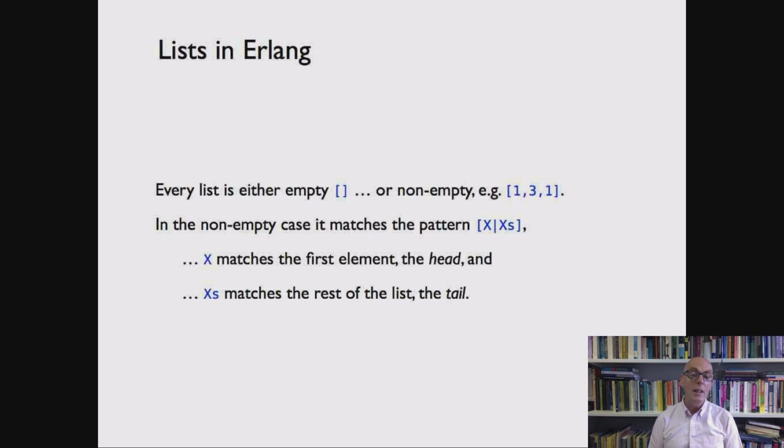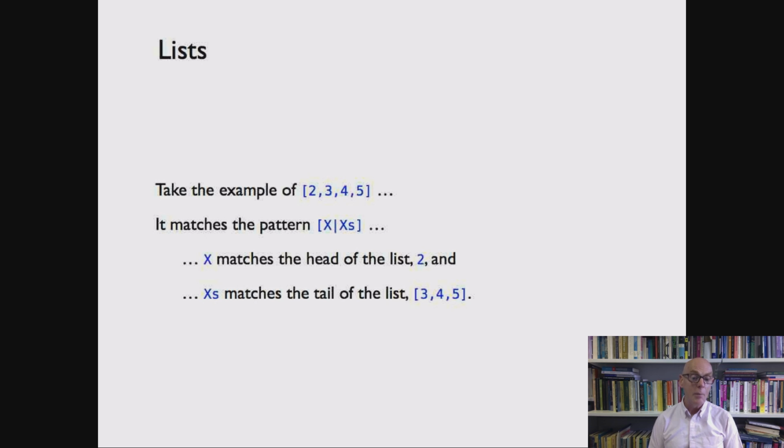Every list will either match the empty pattern or it will match this pattern x cons x's, where x matches the first element, and we call that the head, and x's, and you can see I'm pronouncing it as x's to suggest that there's more than one, matches the rest of the list, which is a list itself, the tail. So the first element is an element. If we've got a list of numbers, it's a number, whereas the tail is a list of numbers. In a particular example, if we've got the list 2, 3, 4, 5, and we match it to the pattern x cons x's, then x matches the head of the list, which is 2, and x's matches the tail of the list, which is the list 3, 4, 5. So the lesson from this: every list is either empty or non-empty, and all non-empty lists match this pattern x cons x's. Okay.